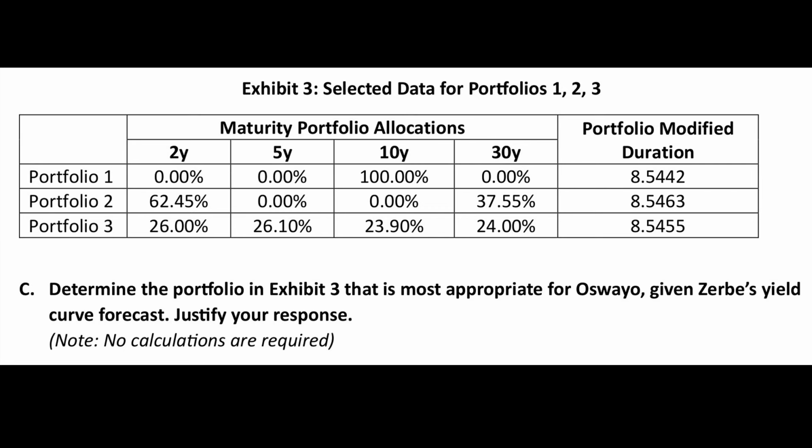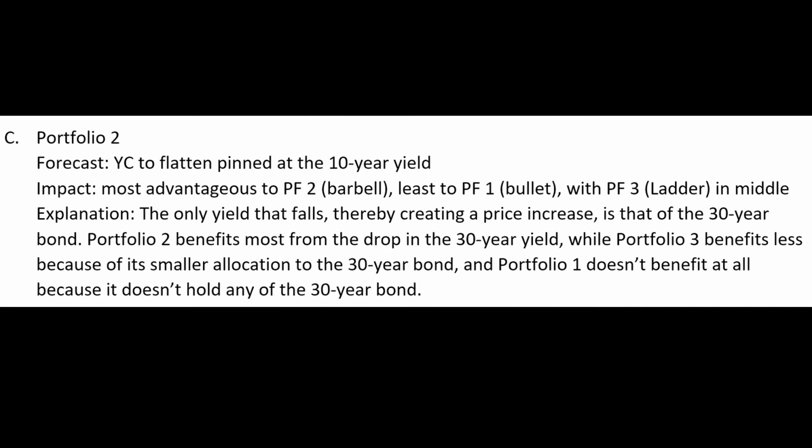So look at the answer which I have drafted. Firstly, I have written portfolio 2. I have not wasted my sentence by writing portfolio 2 is the best and all that stuff. Then I have written what is the forecast. The forecast is the yield curve is going to flatten, pinned at the 10-year yield. What is the impact of the forecast? It is most advantageous to portfolio 2, which is barbell, least to portfolio 1, with portfolio 3 ladder in the middle. Explanation. The only yield that falls, thereby creating a price increase, is that of the 30-year bond. Portfolio 2 benefits most from the drop in the 30-year yield, while portfolio 3 benefits less because of its small allocation to the 30-year bond, and portfolio 1 doesn't benefit at all because it doesn't hold any of the 30-year bond.